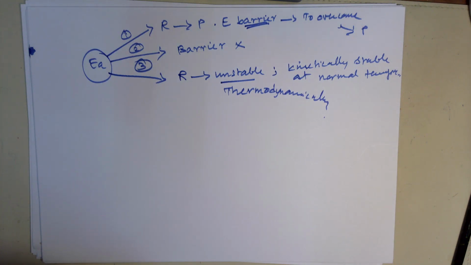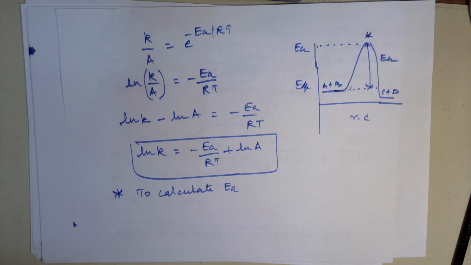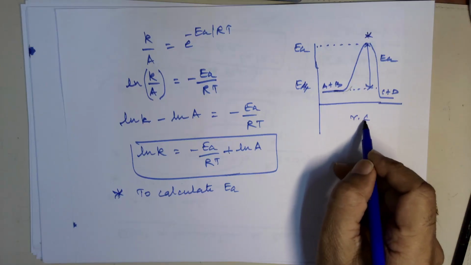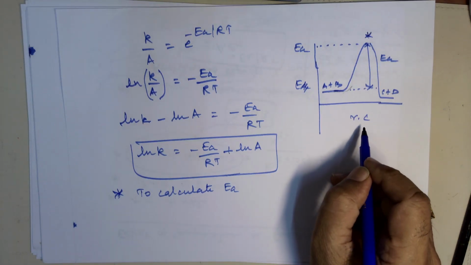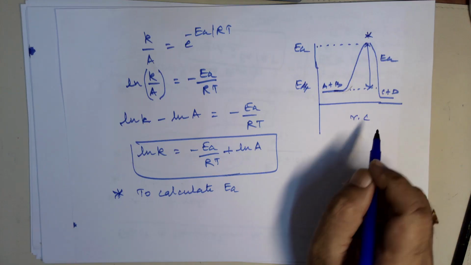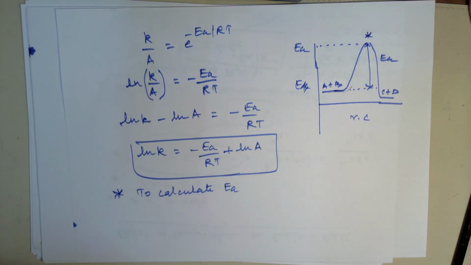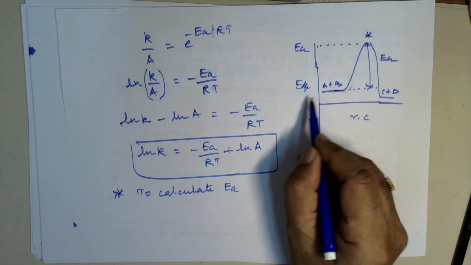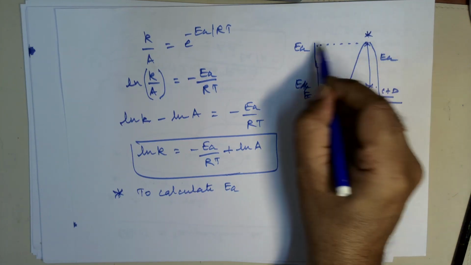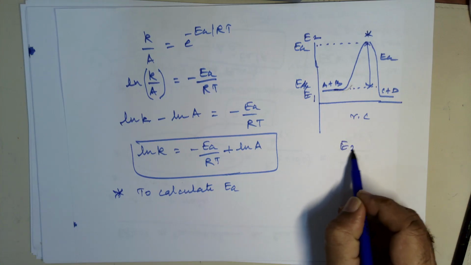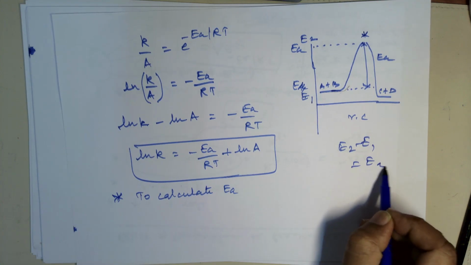Fourth point. When the potential energy of the system undergoing reaction is plotted against the reaction coordinate, as I have done here, the reaction coordinate, RC, indicates the progress of the reaction. Please note down: the x-axis is the progress of the reaction. With the progress of the reaction, the difference in potential energy between the reactants and the activated complex is the activation energy. So you have the potential energy here, let me call it E1, and the excited state energy, E2. This E2 minus E1 is called EA, the activation energy.